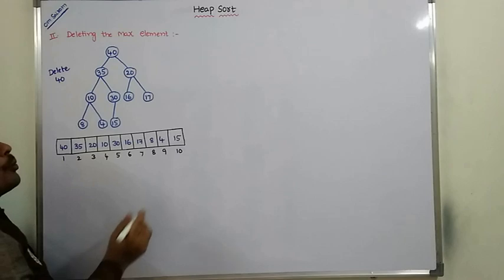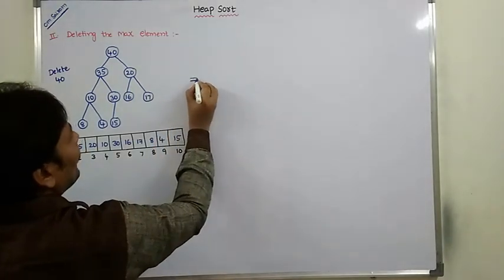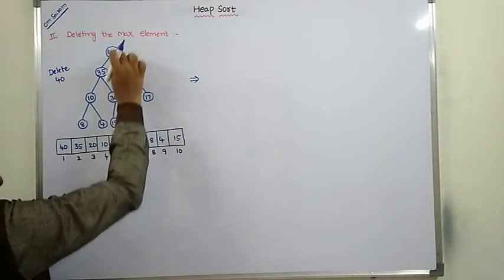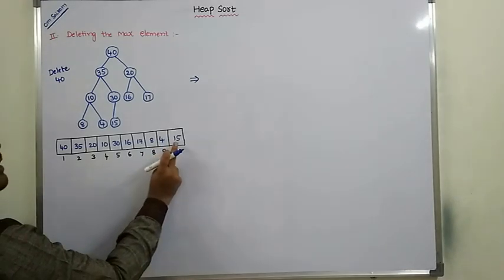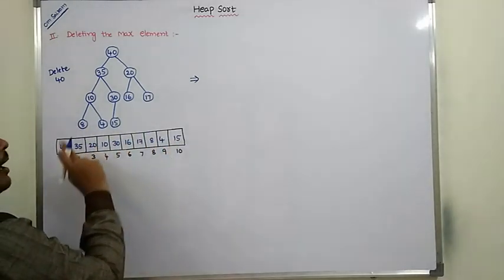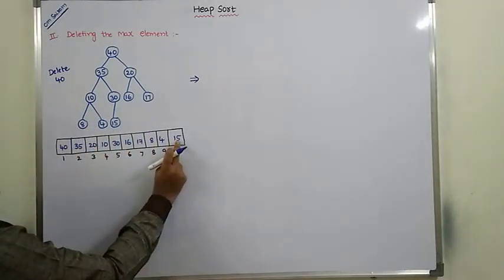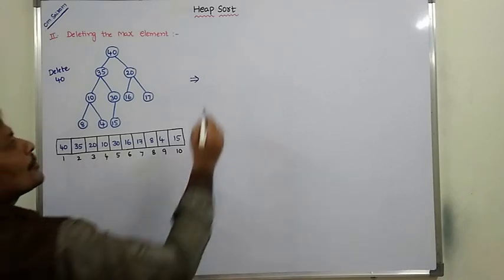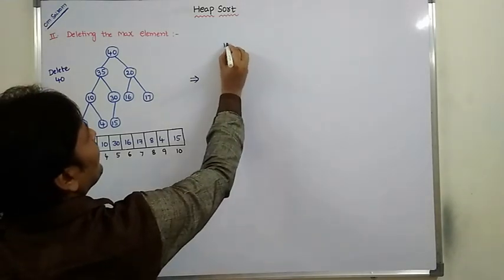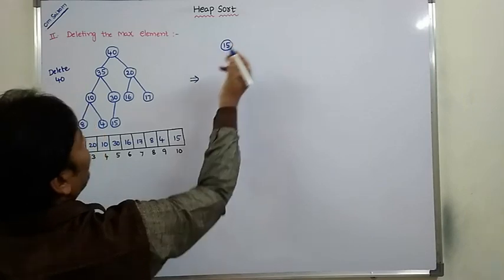Okay. So now what are we getting after deleting 40? 40 is replaced with the last element in the maximum heap. Here the last element is 15. So now 40 is replaced with 15.